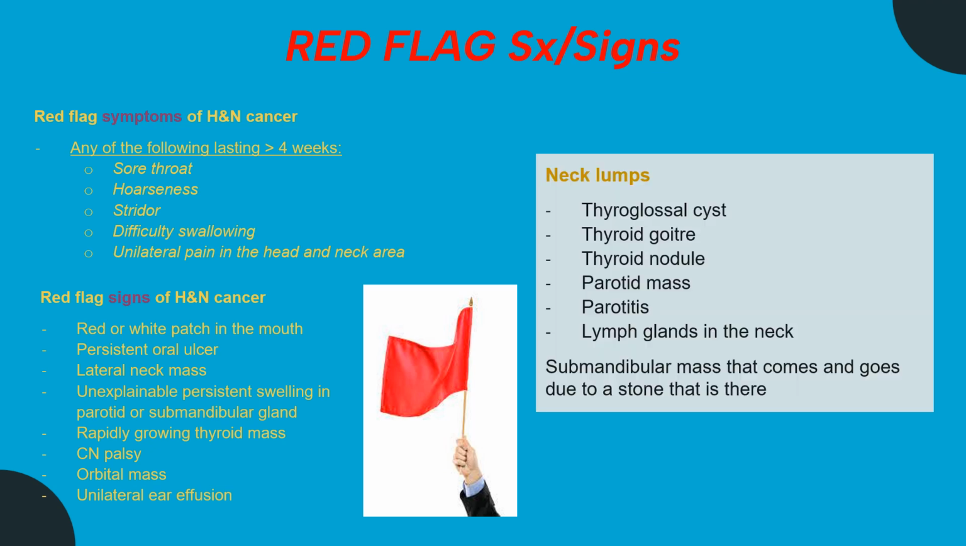And these are just some differentials for neck lumps. So it can go from things like a thyroglossal cyst all the way to something like a parotid mass to be assessed. You can also have a salivary stone, like a submandibular stone, that can come and go, which is also something to consider.